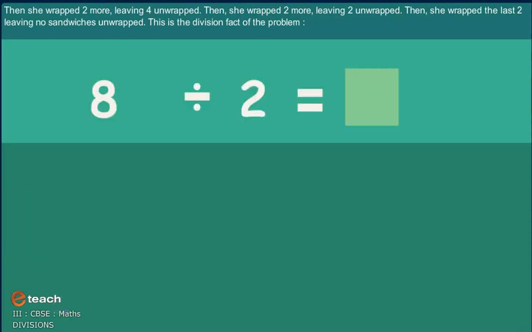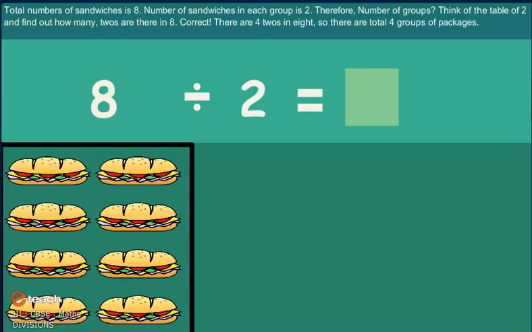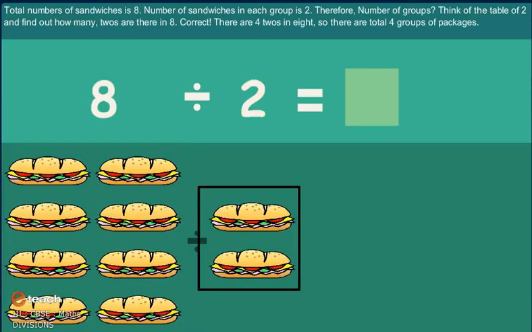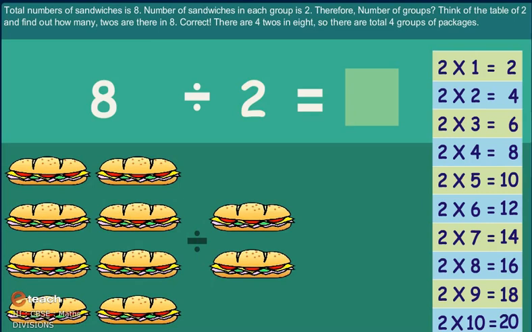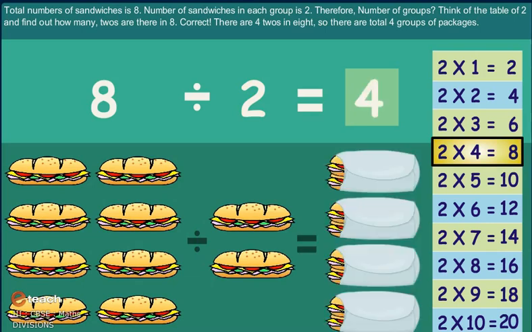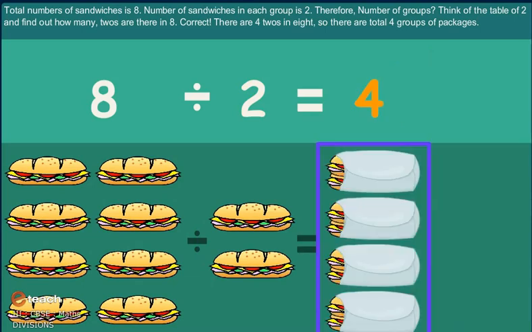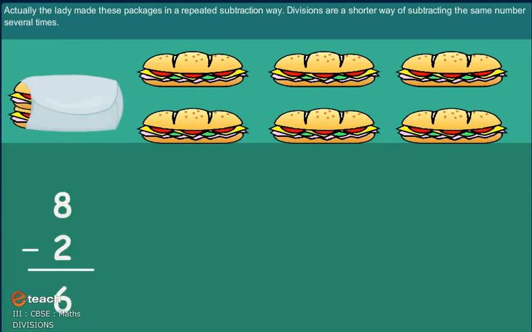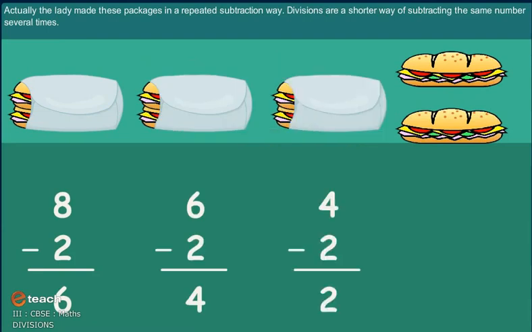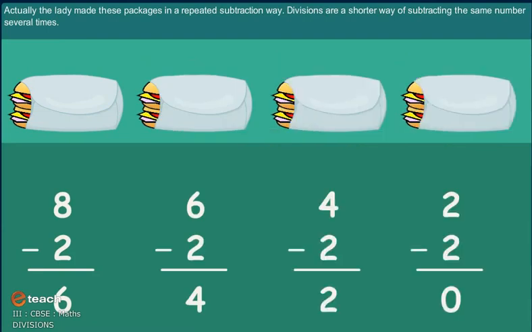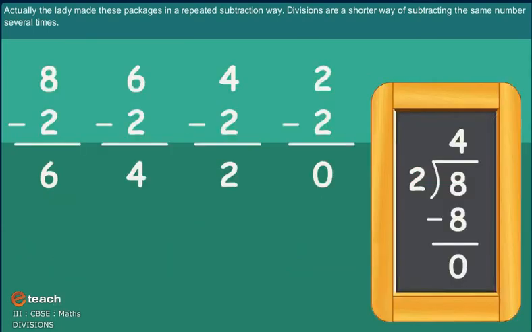This is the division fact of the problem: total number of sandwiches, number of sandwiches in each group, number of groups. Thinking of the table of 2, find how many 2s are there in 8. Correct. There are 4 twos in 8. So, there are a total of 4 groups or packages. Actually, the lady made these packages in a repeated subtraction way. Division is a short way of subtracting the same number several times.